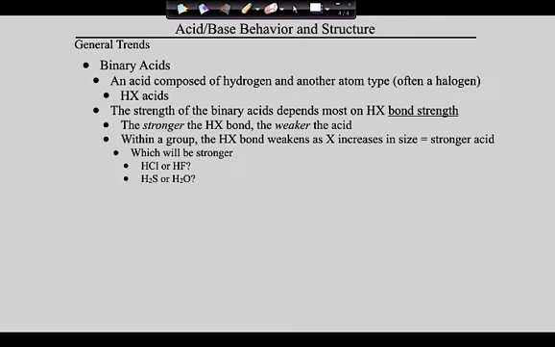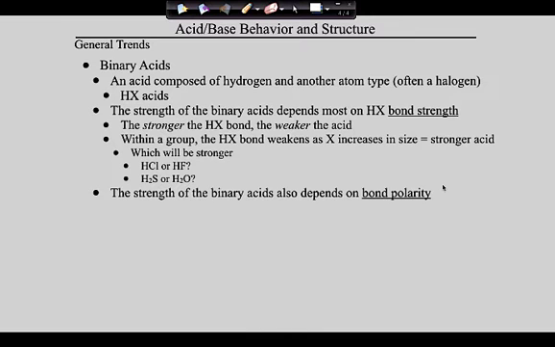Yeah, Anna. Wait a second, what do you mean in a row? You mean not a column but a row? That's what we're going to talk about now. So guys, understand that this takes care of the issue when we deal with groups, right? But what about periods, rows? Well guys, then the major predictor is no longer bond strength, it's now bond polarity. And this is still binary acids.